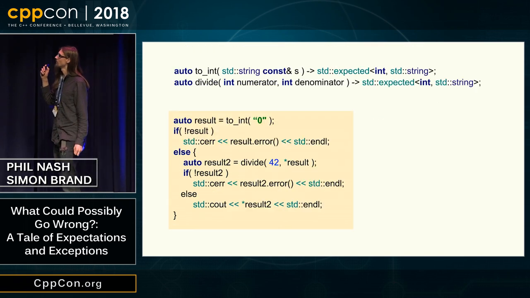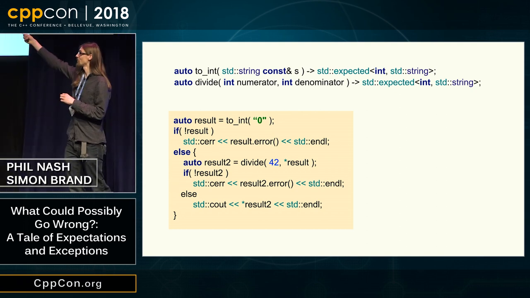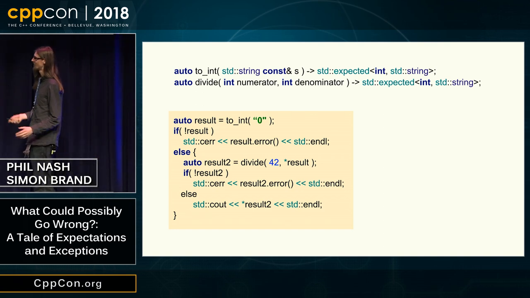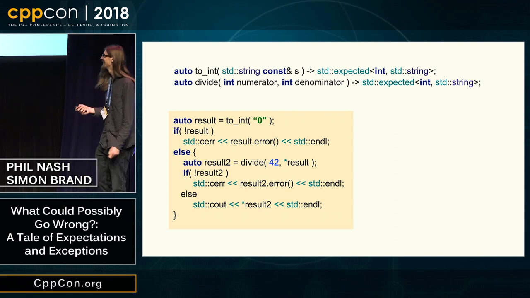Okay, so we can look at what our code would be if we just used std::expected and if and else statements. This is starting to look not great. I take that back when I said I could live with that. Yeah, not sure I could.